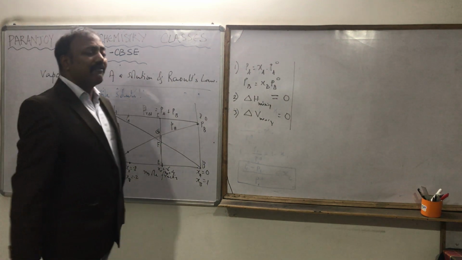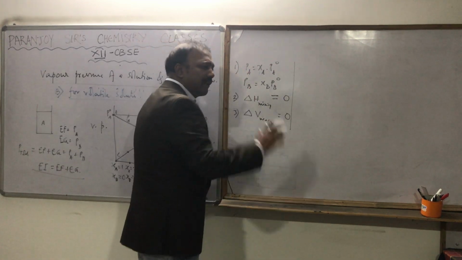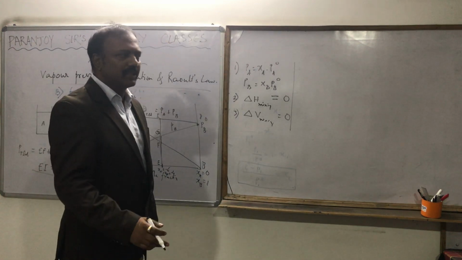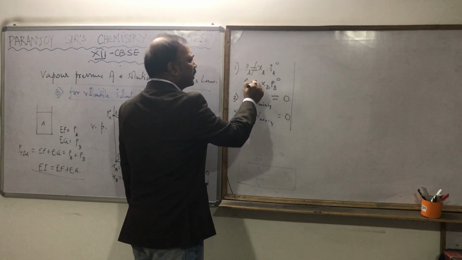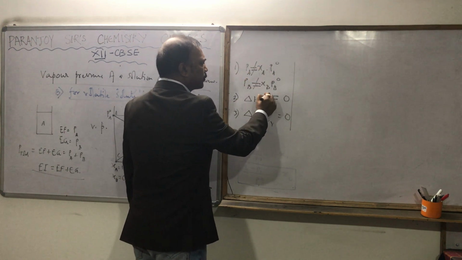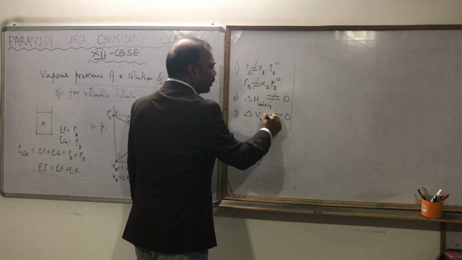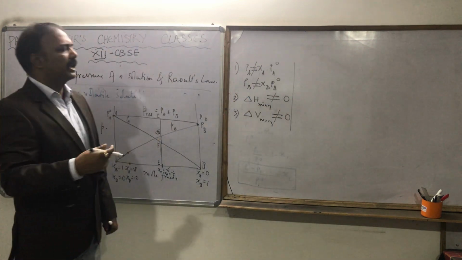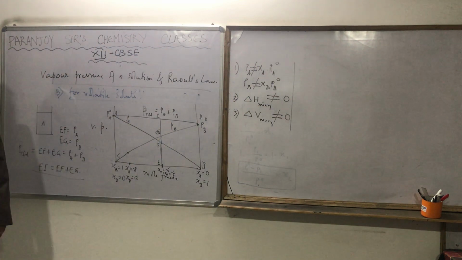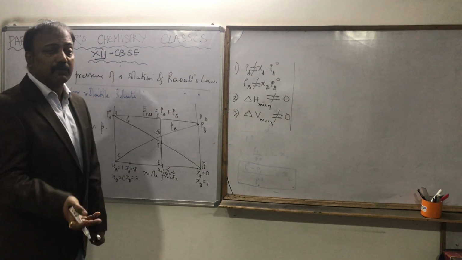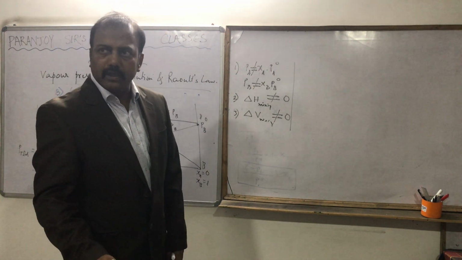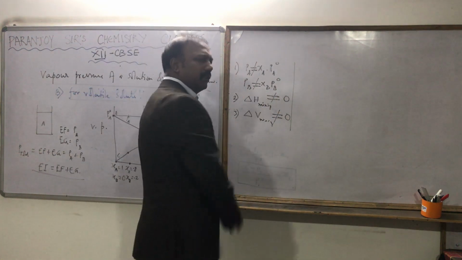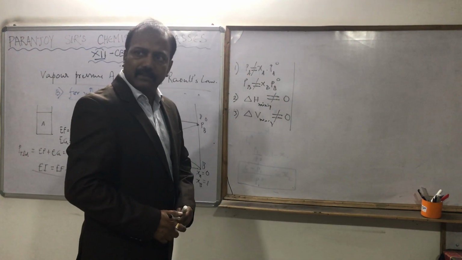But if it deviates, the deviation from Raoult's law can be in two manners. What is the manner? It should not be equal to. If this is the condition, then we are saying that it is deviating from the ideal behavior. Not equal to means either it is greater than or it is less than.